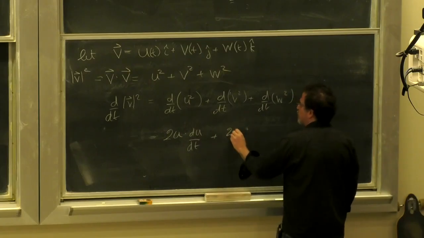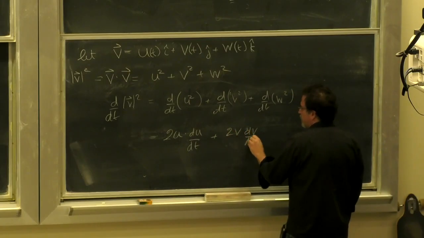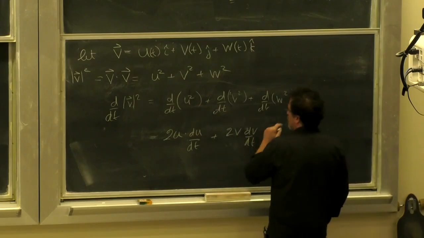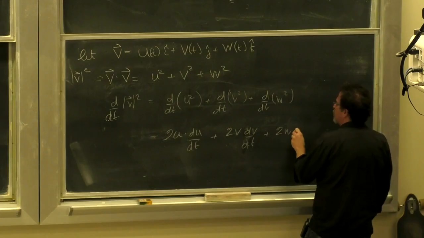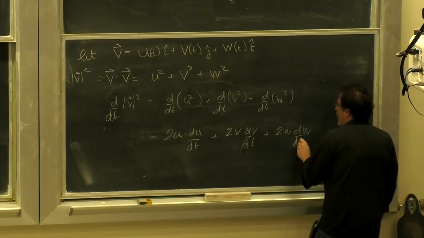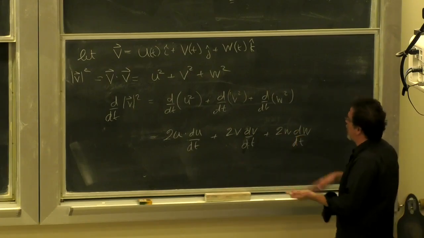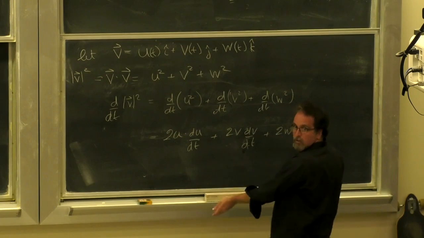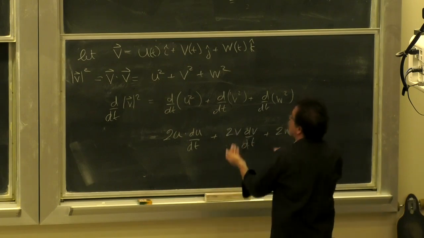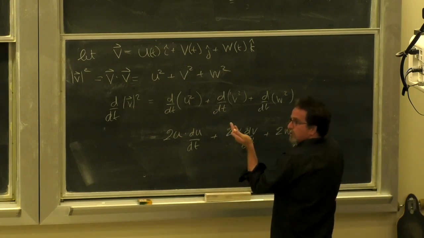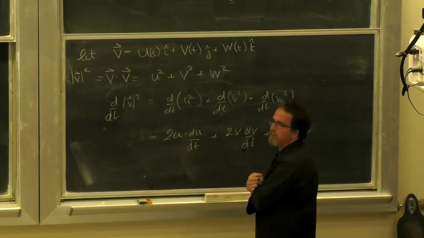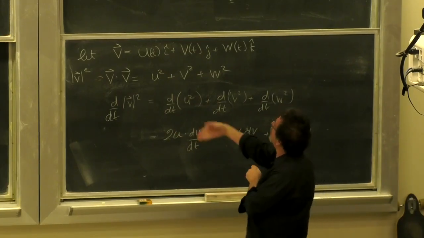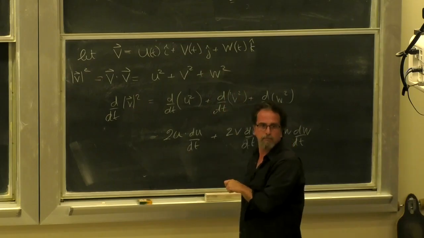So the next one will be 2v dv dt, where this is not v vector. This is the component v. And then 2w dw dt. And I hope you see now that this is just u. So this is just v vector dotted into the time derivative of v vector times 2. And that's the time derivative of the magnitude of v vector squared. So if I just divide by 2, I get that result up there.